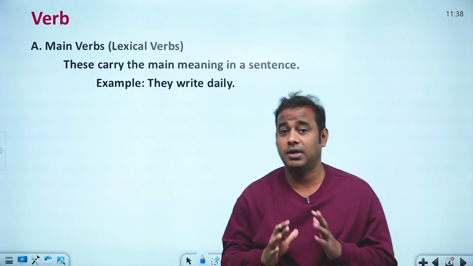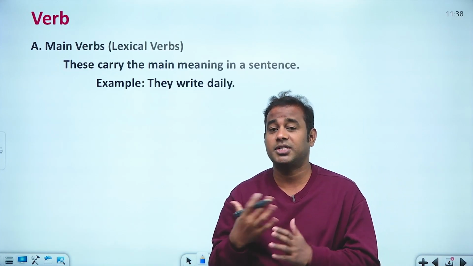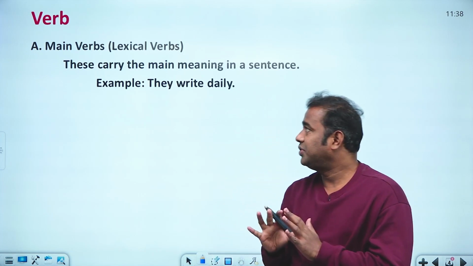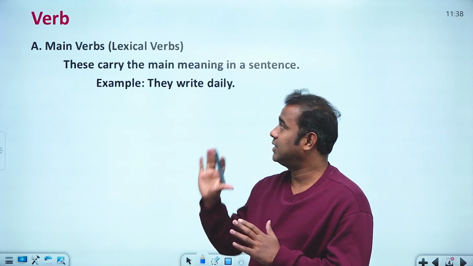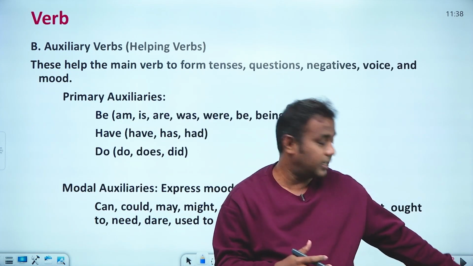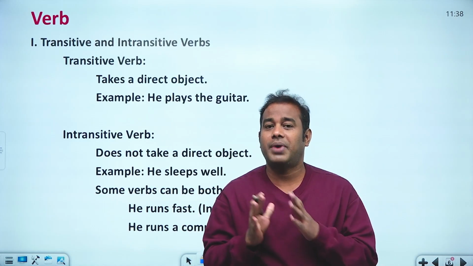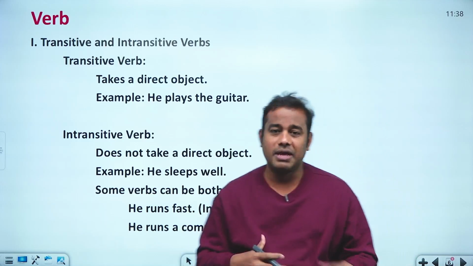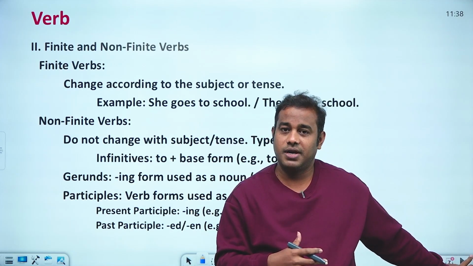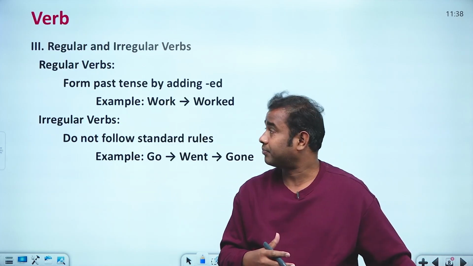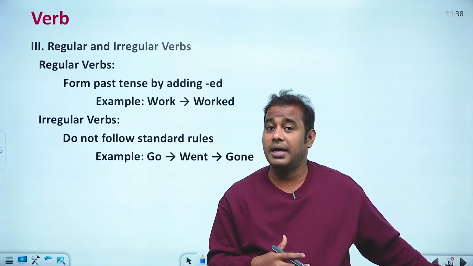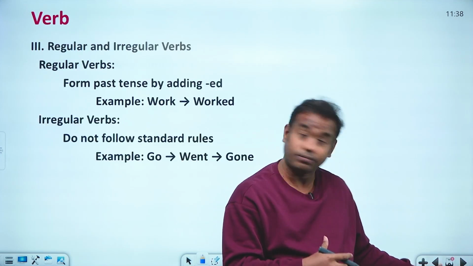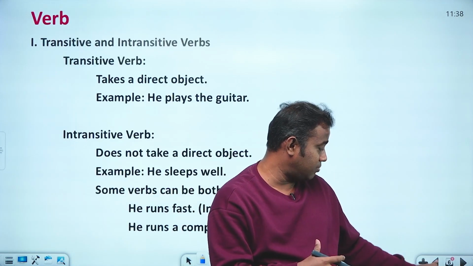This is a very simple verb topic, but verb as a person, verb as a number, and how it applies in tenses, all those things we'll discuss in the coming videos. In this video we are going to look at main verbs, that is lexical verbs, then auxiliaries, and then some varieties. Even among main verbs, there are categories: transitive and intransitive. Likewise we have several categories: finite and non-finite. Please do not confuse these. Then regular and irregular. We will look at everything in detail.